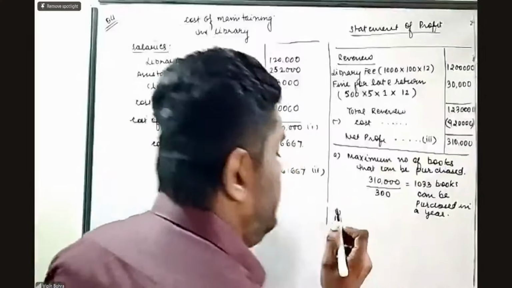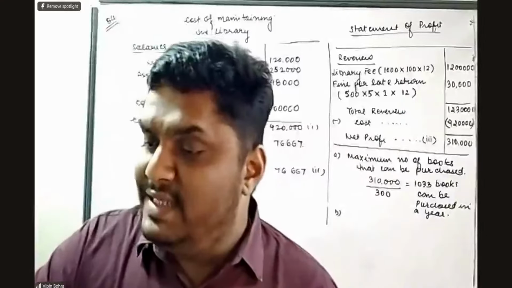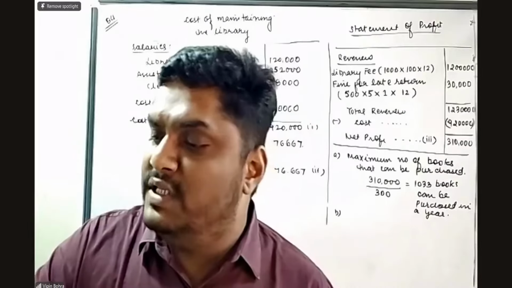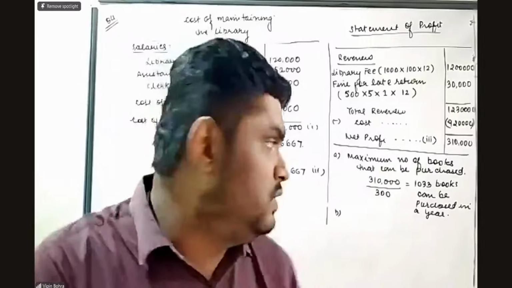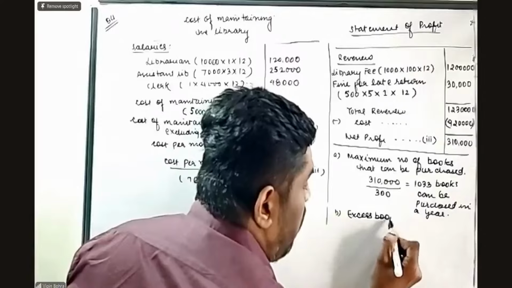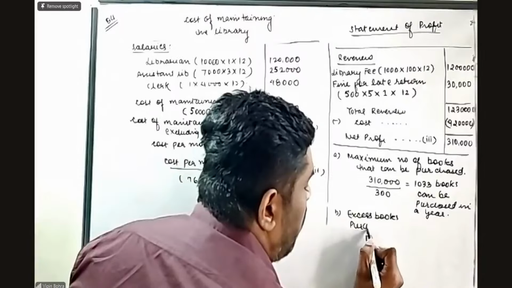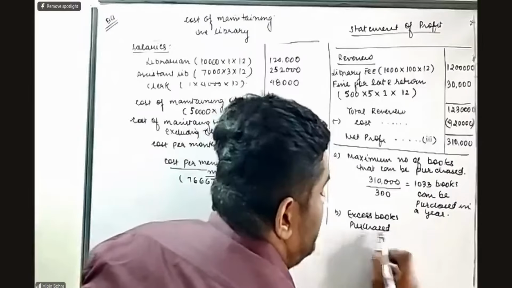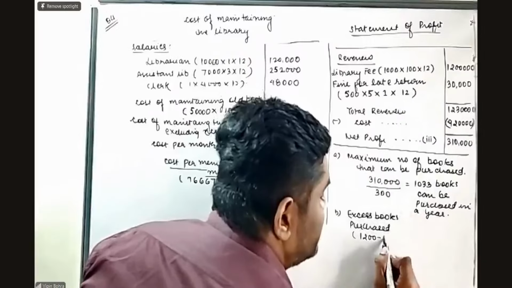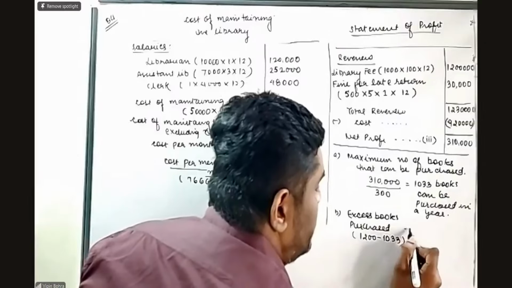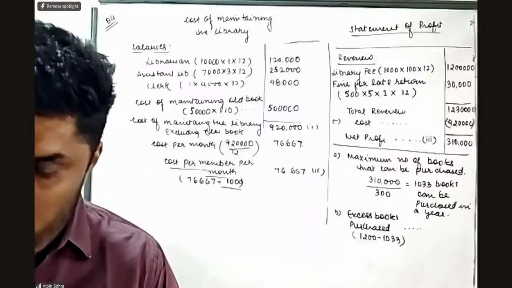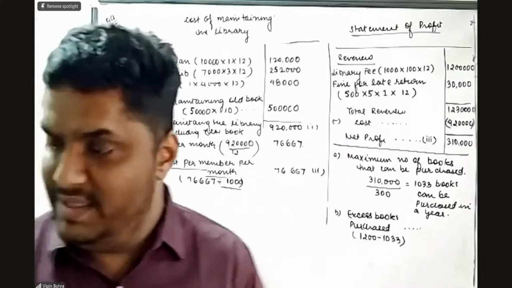Now B part, very important. How many excess books are being purchased by the library per year? It is given in the question that the number of books purchased per year was 1,200. So how many excess books were purchased? See, 1,200 were the books that were purchased, and we have the capacity of 1,033. So the number of excess books purchased is 167.